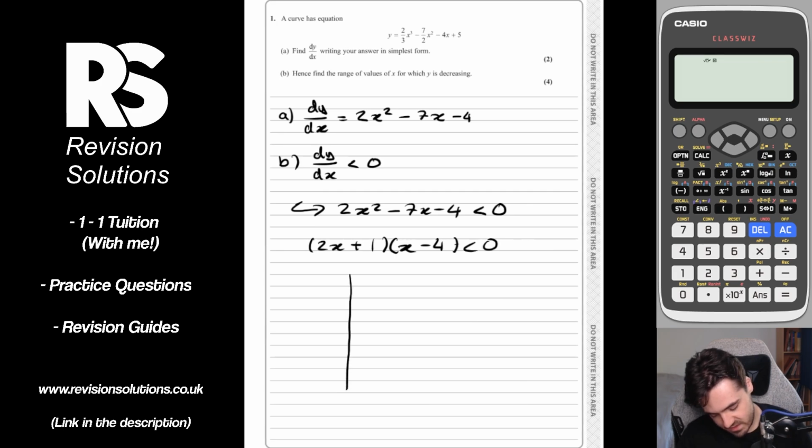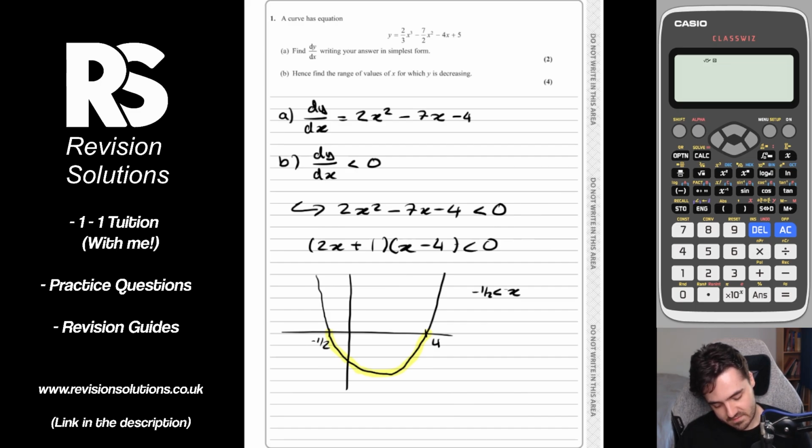So if I make a quick sketch, minus a half, let's hit here, say, and then 4 here. It's a positive quadratic, so it's going to be a U shape, going through minus a half and 4. And then we're interested in where this quadratic is below the x-axis, i.e. less than 0. So that's going to be true when x is greater than minus a half, but less than 4.